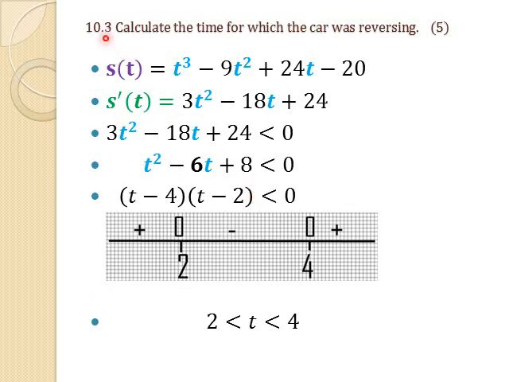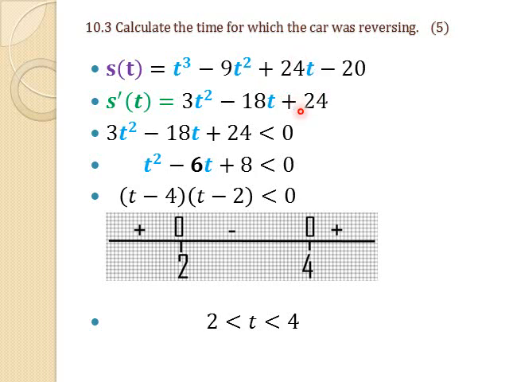And for 10.3, calculate the time for which the car was reversing. So if the car is reversing, the velocity is less than 0. To reverse, I need some speed. So s(t) equals t cubed minus 9t squared plus 24t minus 20. First derivative of that: 3 times 1 gives me 3. 3 minus 1, 2. 2 times negative 9, negative 18. 2 minus 1, 1. 1 times 24, 24.